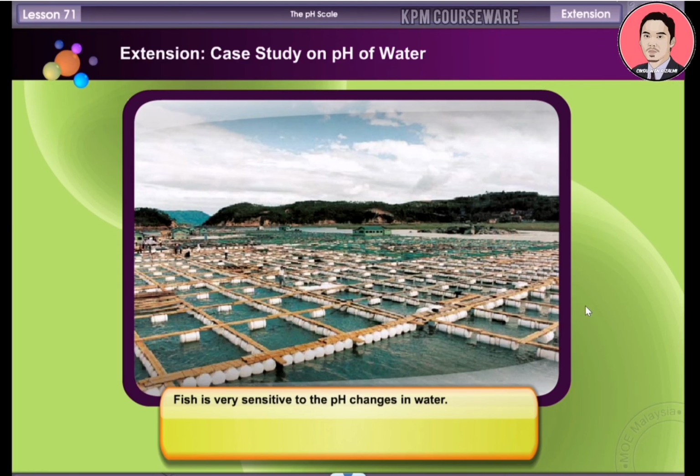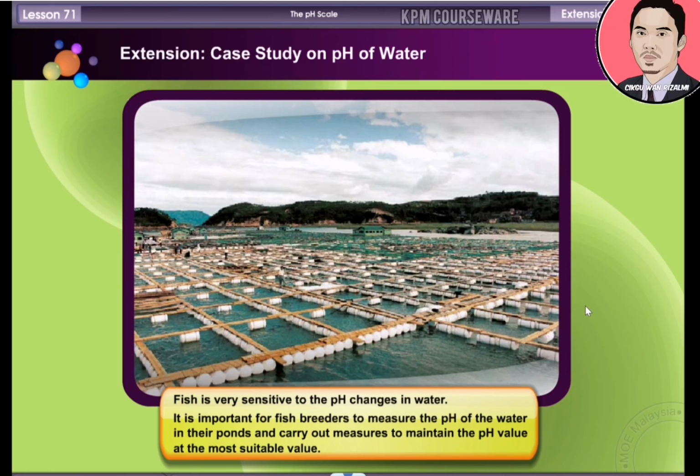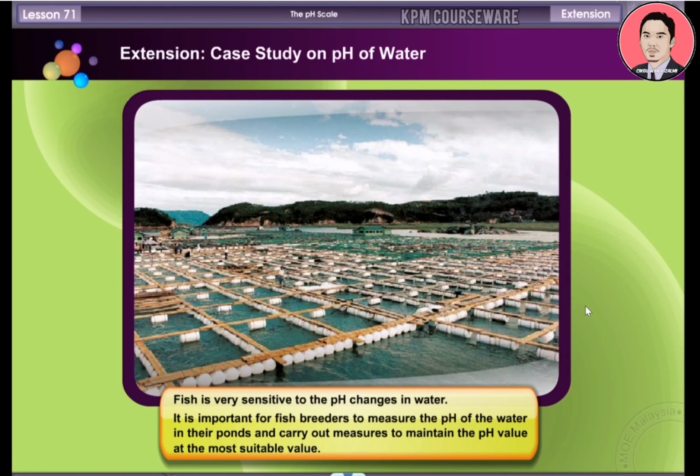Fish is very sensitive to the pH changes in water. It is important for fish breeders to measure the pH of the water in their ponds and carry out measures to maintain the pH value at the most suitable value.